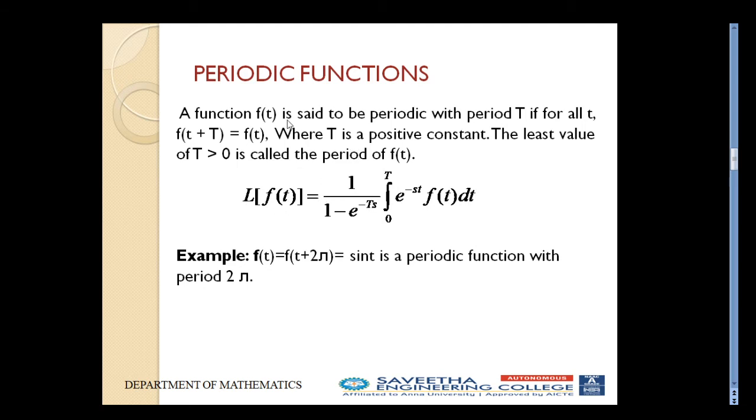So we have the periodic function formula: L of f of t equals 1 divided by 1 minus e power minus Ts, integral 0 to T, e power minus st into f of t dt.